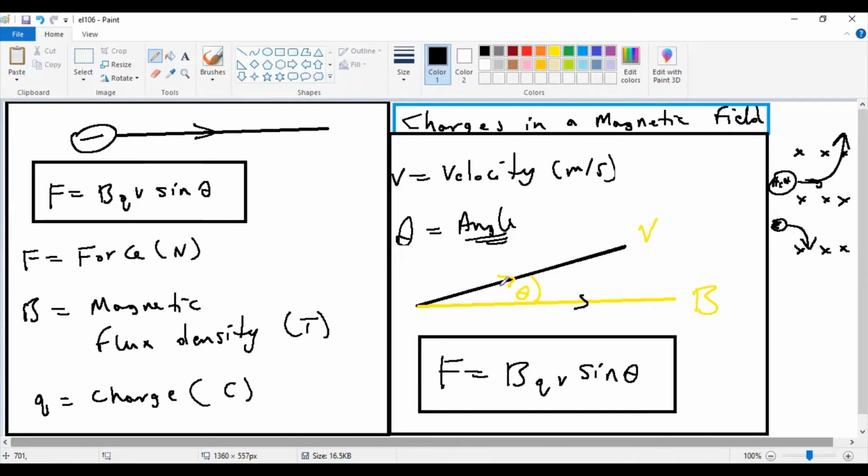So theta, the angle between the velocity of charged particles and the magnetic field, is illustrated by the diagram here. So if I want to calculate the force on a charged particle in a magnetic field, I just need to know the velocity of the charged particles, the charge itself, the magnetic flux density, and of course, the angle theta. So once I have that, I'm in business. So that's the first thing first. When charges move in a magnetic field, they're going to experience a force.